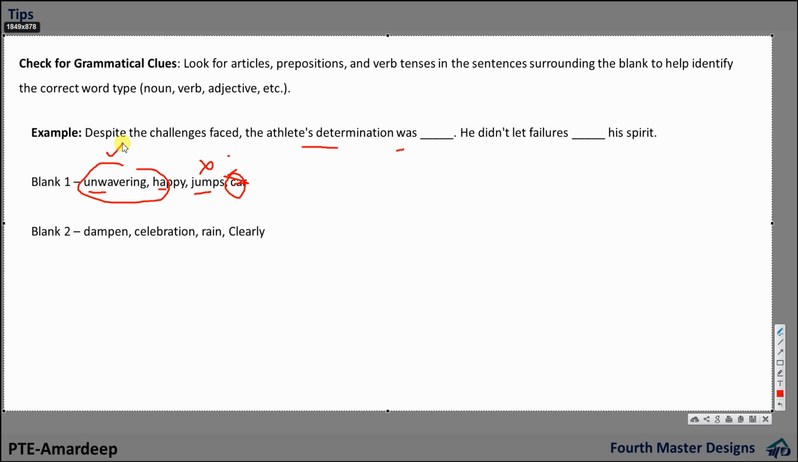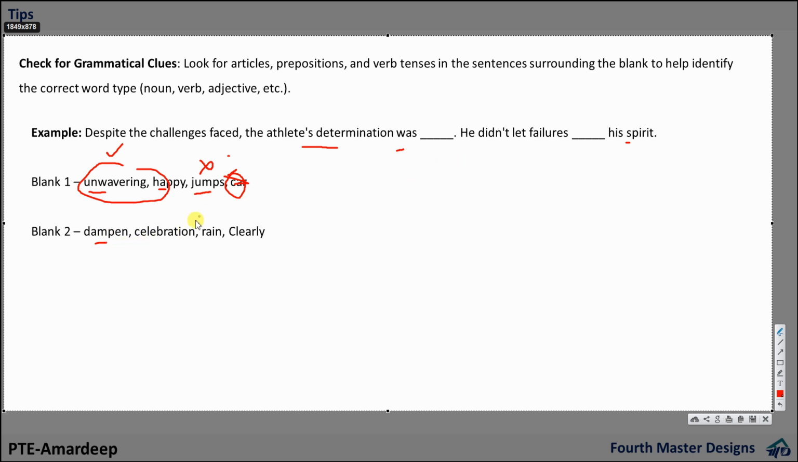Then what is the second one? He did not let failures dash his spirit. What are the different options here? First is dampen. Dampen means to reduce something, to lessen something. His spirit, meaning he did not let his spirit go down. Dampen means reduce. So yes, it can be.